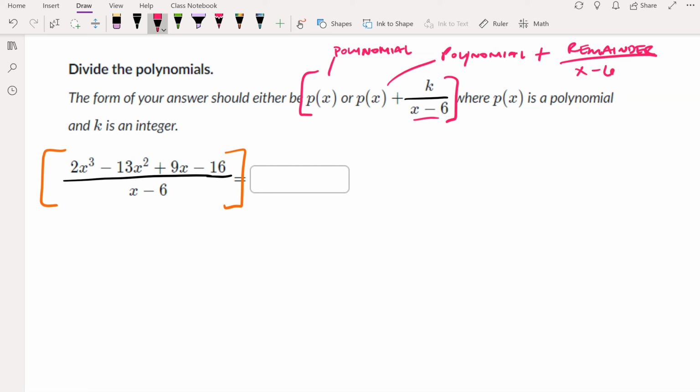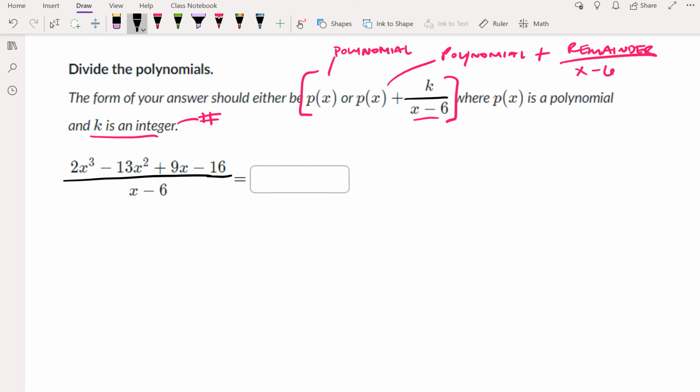Okay, so instead of getting freaked out by that, hopefully you have already written this down. If not, make sure you write it down. And we're just going to focus on the division part. Oh, and then it says k is an integer right here. Integer just means number. That's all integer means in math. Okay, so get the division problem down. 2x cubed minus 13x squared plus 9x minus 16 divided by x minus 6. Make sure you have this example down. And we're going to jump straight into it.